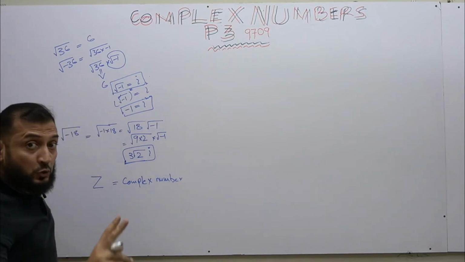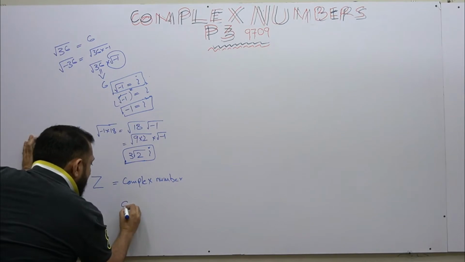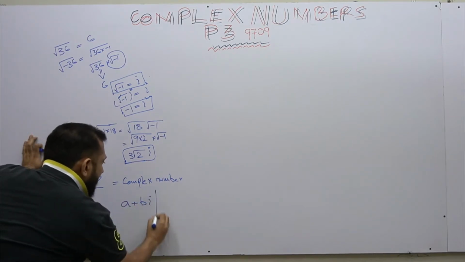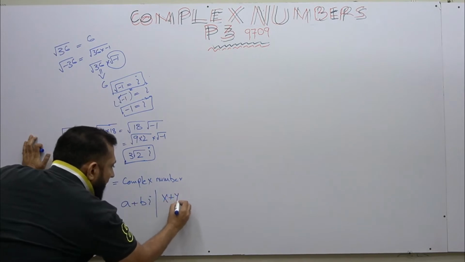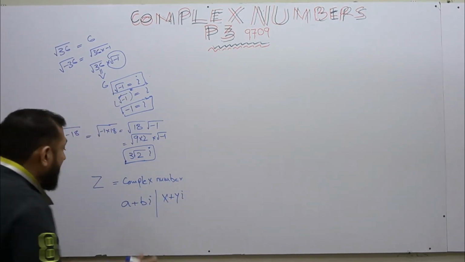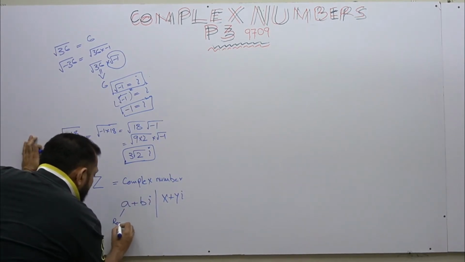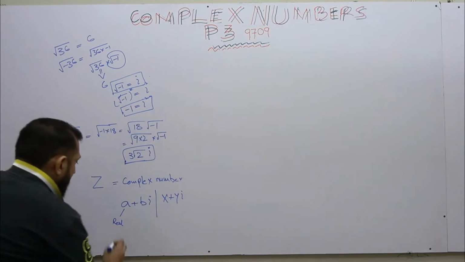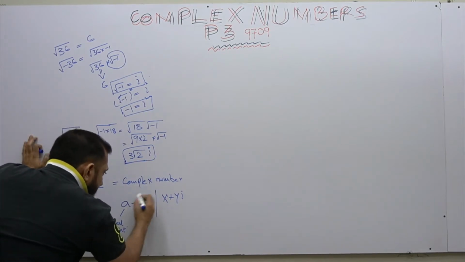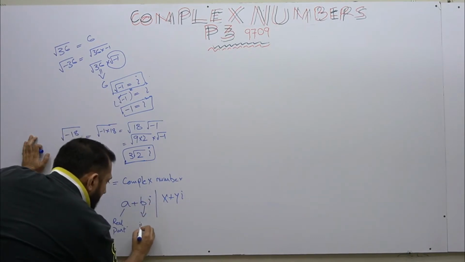Complex number has two parts. Okay, what are the two parts of complex number? It is a plus b iota, or you can also say that x plus y iota. A plus b iota and x plus y iota. In this a plus b iota, a is the real part. A is called the real part of this complex number, and this b iota is the imaginary part.